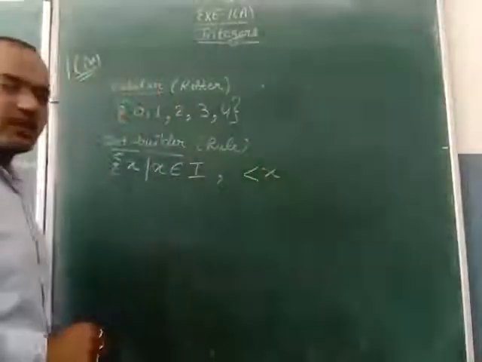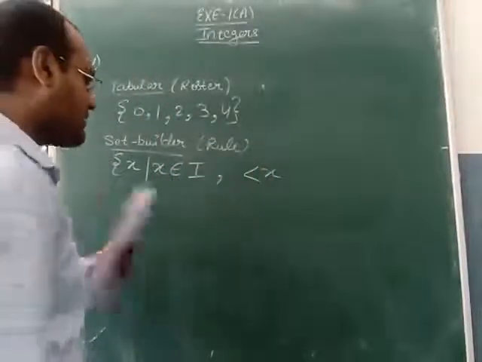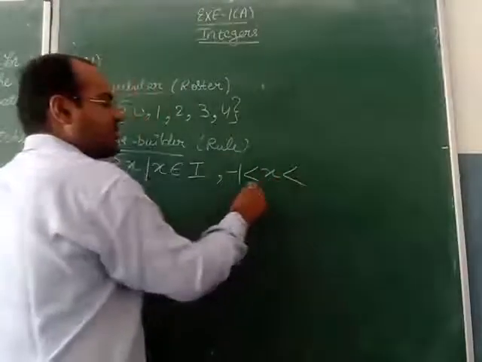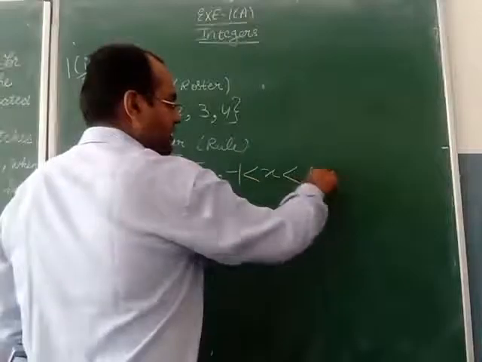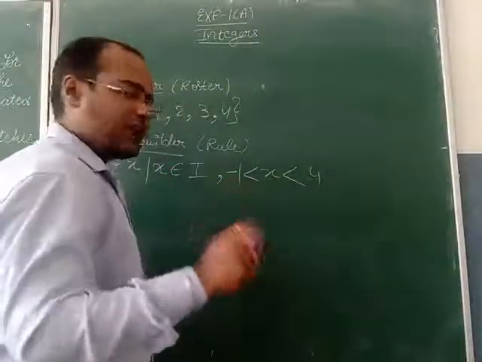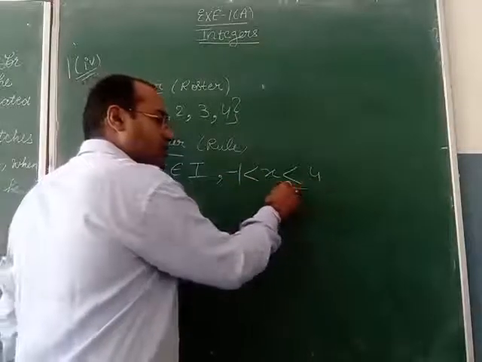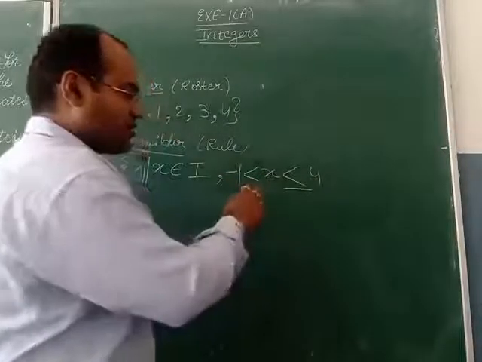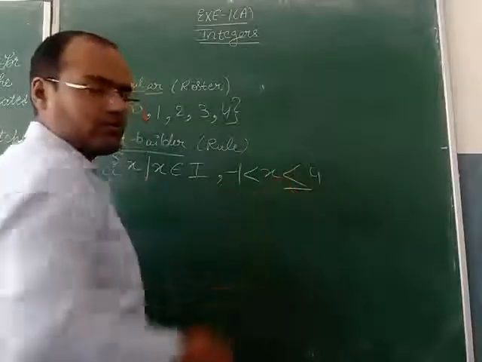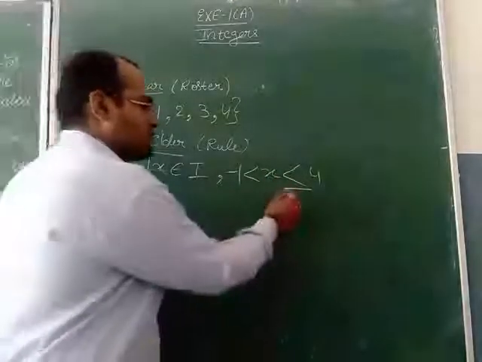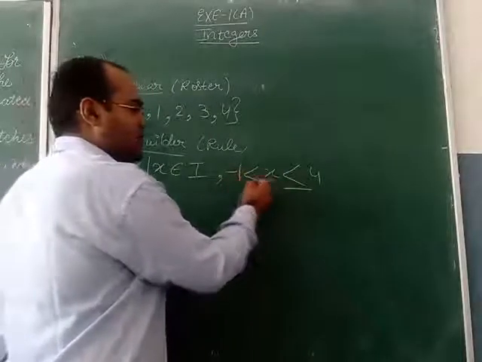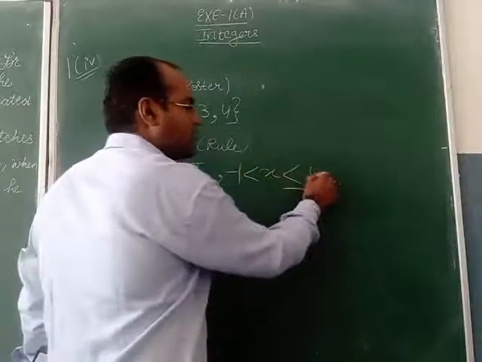Greater means open sign. We have to write all the integers greater than minus 1. x, close sign, close means less than. Less than 4 is given in the question, but after that the word equal is also there. Less than or equal: for equal you have to put one line under the inequality sign. This symbol represents equal. So x is greater than minus 1 and less than or equal to 4.